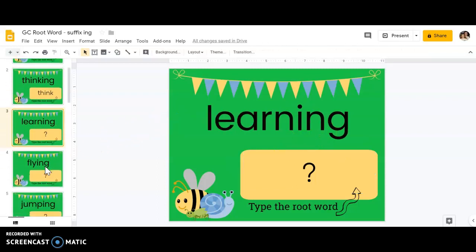So go ahead and finish the rest by yourself, remembering that you're taking off the suffix of ing and just typing the root word. When you're all finished, please turn it into Google Classroom.